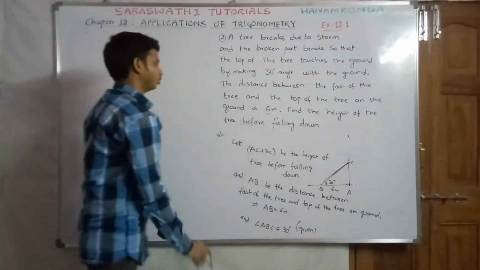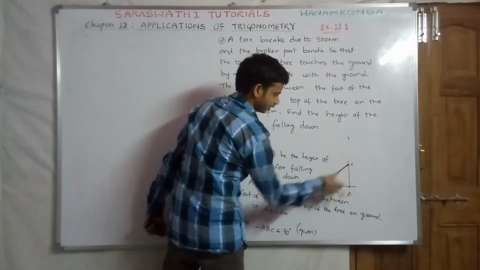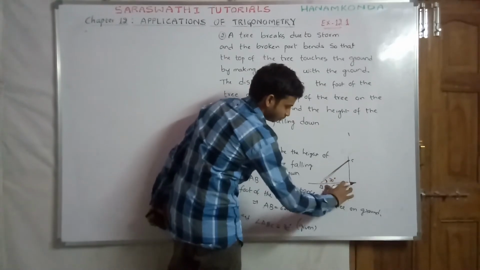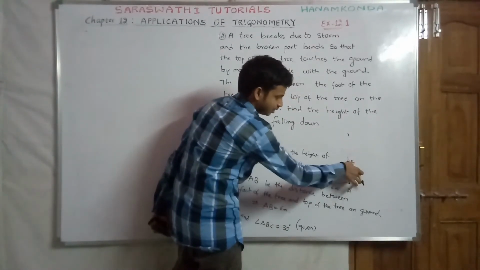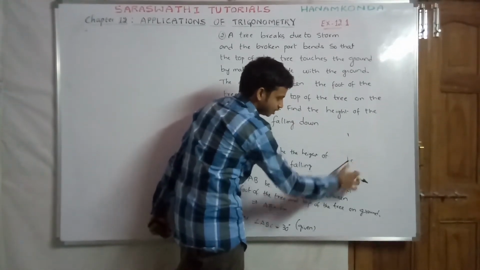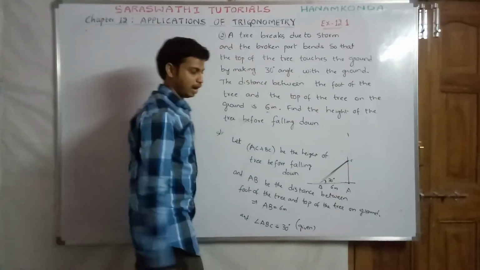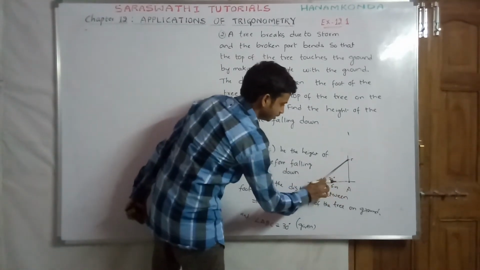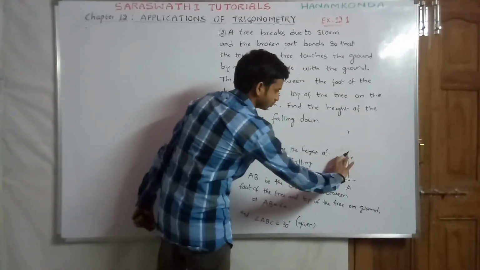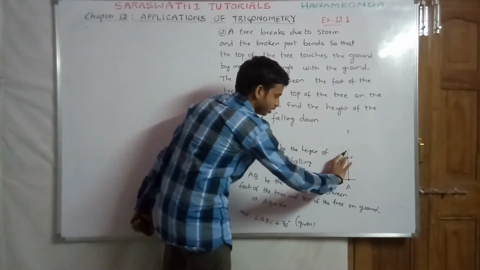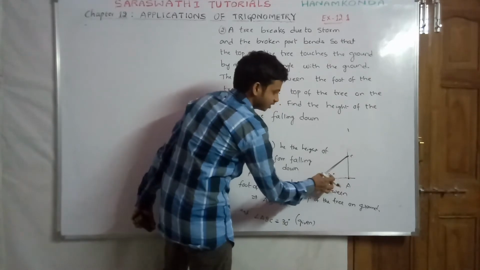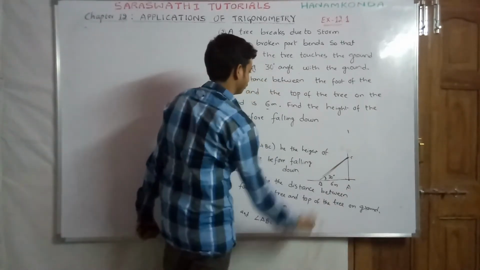So we have to find AC plus BC, the AC value and the BC value. In triangle ABC, AB is the adjacent side to 30 degrees and AC is the opposite side. If we apply tan 30, that means AC by AB, we can get the AC value. Similarly, AB is the adjacent side and BC is the hypotenuse, since the tree is in vertical position. So adjacent by hypotenuse, if we apply cos, we can get the value of BC.